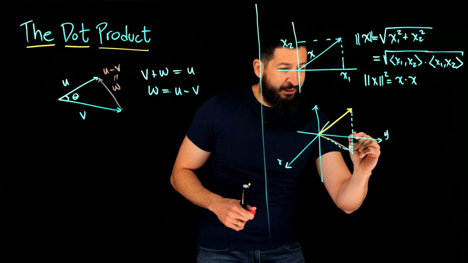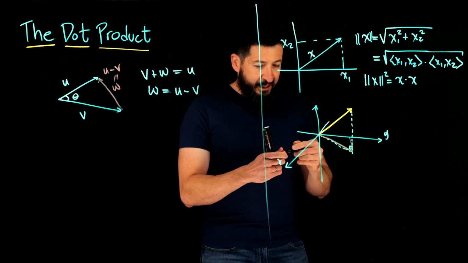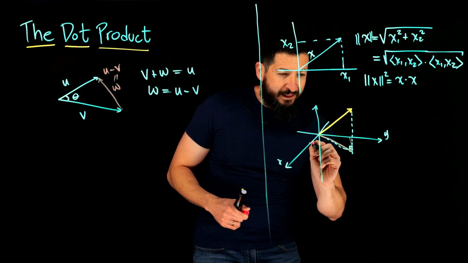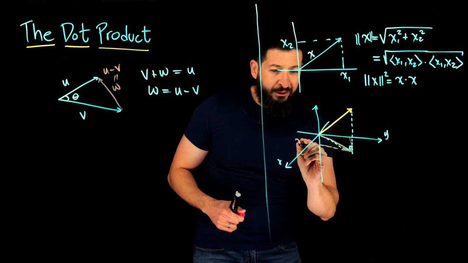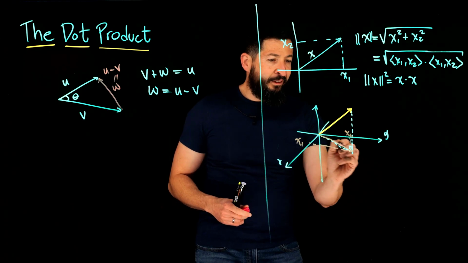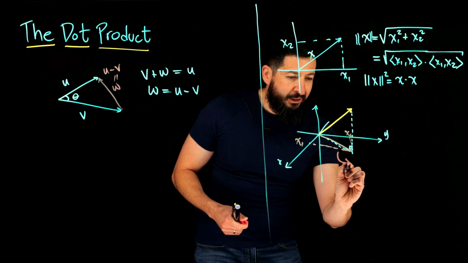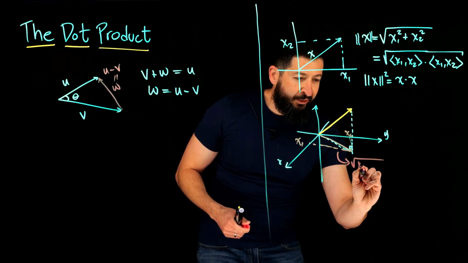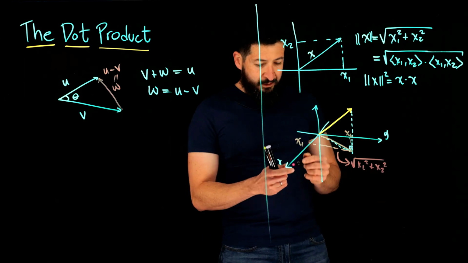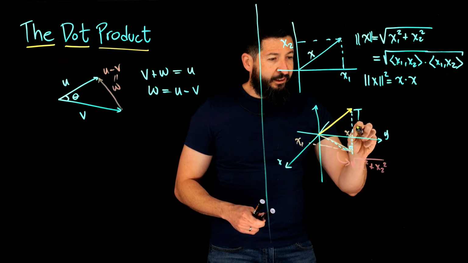So this right here would be coming from here. I would have the distance here, let's call it x1. The distance here would be x2. So the length of this right here would just be the square root of x1 squared plus x2 squared. Right? And now this distance here would just be x3.